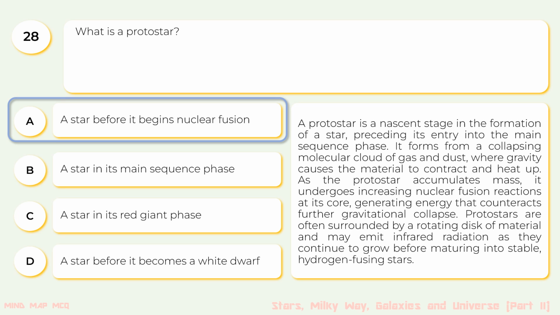It forms from a collapsing molecular cloud of gas and dust where gravity causes the material to contract and heat up. As the protostar accumulates mass, it undergoes increasing nuclear fusion reactions at its core, generating energy that counteracts further gravitational collapse. Protostars are often surrounded by a rotating disk of material and may emit infrared radiation as they continue to grow before maturing into stable hydrogen fusing stars.